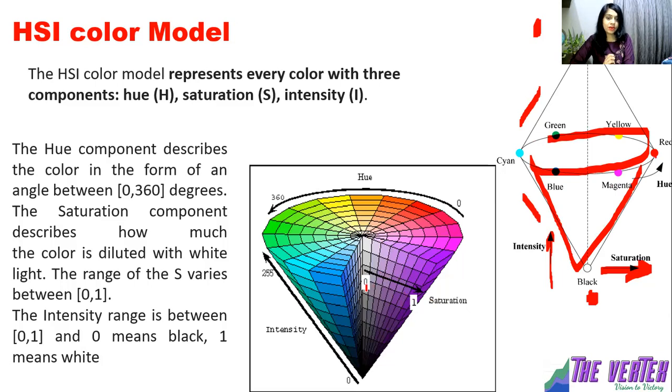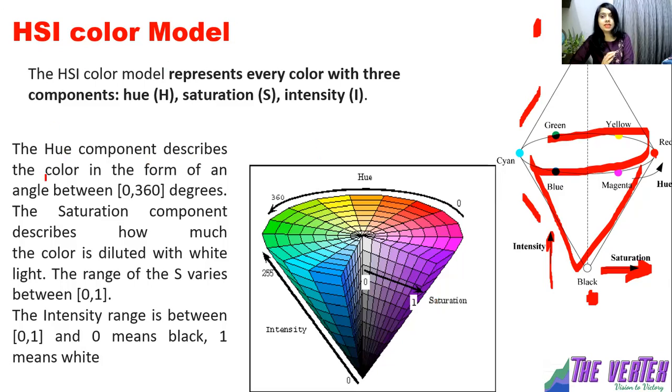The saturation varies from 0 to 1. As I have told earlier also, the highest value of saturation gives you the original color of that particular color. That means if saturation increases, you will get the original form of that color. And when saturation decreases, you will get a pale form or dull form of that particular color.